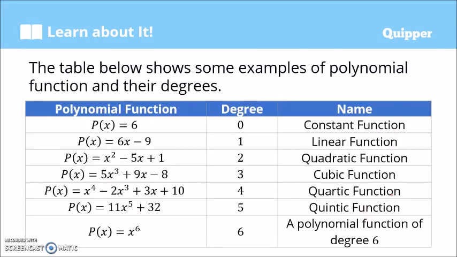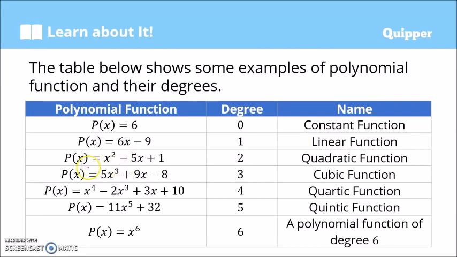The table below shows some examples of polynomial functions and their degrees. So, we can classify polynomial functions based on their degree. We have p of x equals 6. Eto, we have here a constant term lang, walang variable. So, we call that function a constant function. Next, we have p of x equals 6x minus 9. So, we have here the degree. The degree is 1. Bakit? Kasi yung highest exponent ng variable, we only have one variable here and that's x, diba? So, the exponent of x here is 1. The degree is 1 and we call that a linear function.